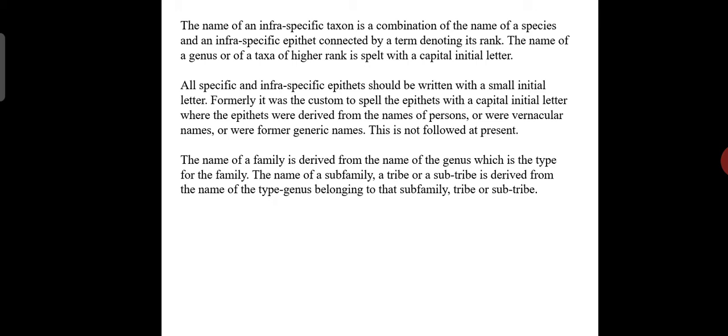The name of a family is derived from the name of a genus which is the type of the family. The name of a subfamily, a tribe or a subtribe is derived from the name of a type genus belonging to that subfamily, tribe or subtribe here. So this is the third rule here.